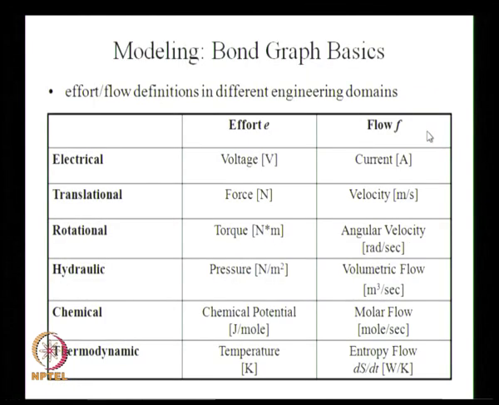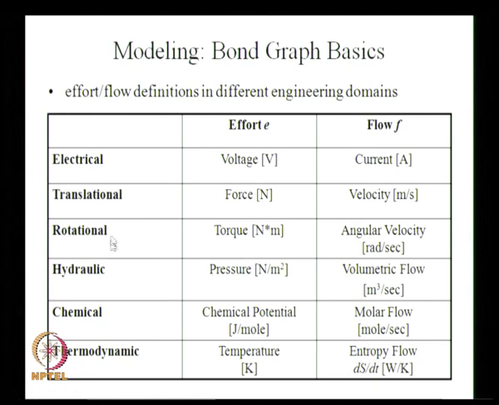So this is the normal convention of representing effort and flow. For multiple domains, this effort and flow can be defined. For example, for electrical, effort is voltage and flow is current. For translational motion, force and velocity. Rotational motion, torque and angular velocity. Hydraulics is pressure and volumetric flow. Chemical is chemical potential and molar flow. Thermodynamic is temperature and entropy flow.